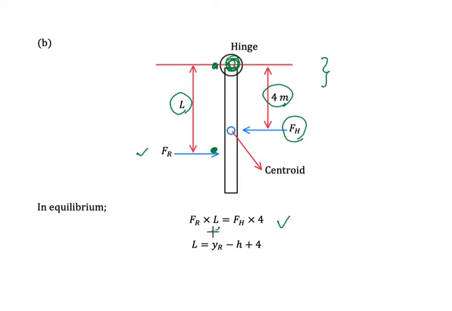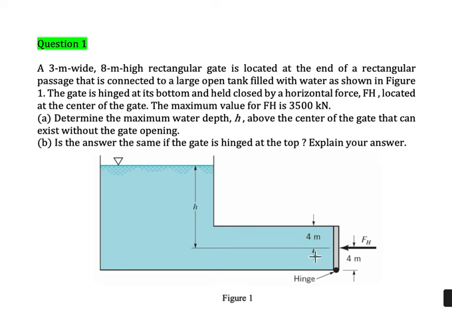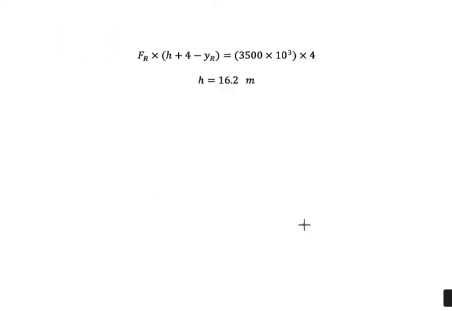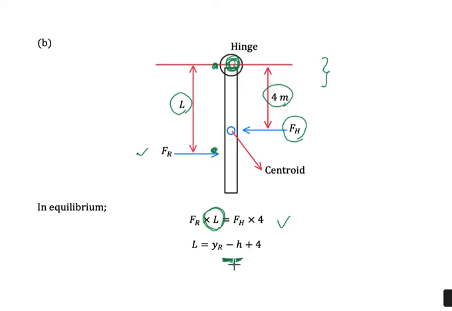So again, we need to determine the value of L, because according to this one, we have Fr here, so we need to calculate the distance from here to here only. The YR is the distance from the top to the FR here. So this is the YR. We need to deduct a certain amount here, so it can be simplified as this one. So the L is equal to YR minus H plus 4. This equation depends on the diagram.